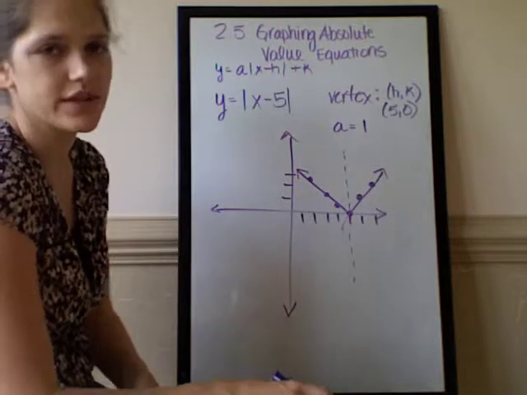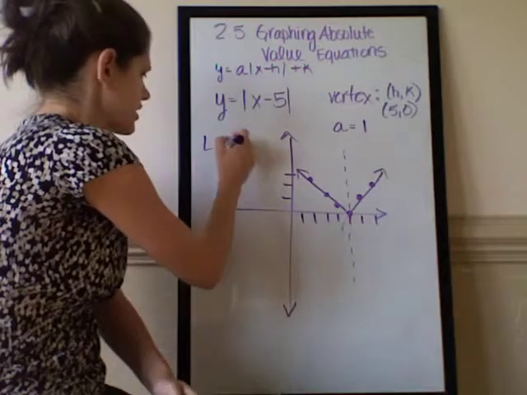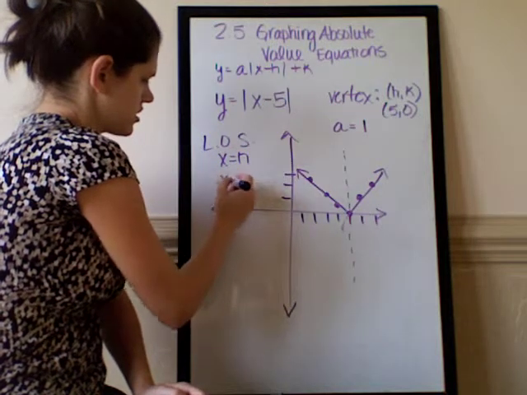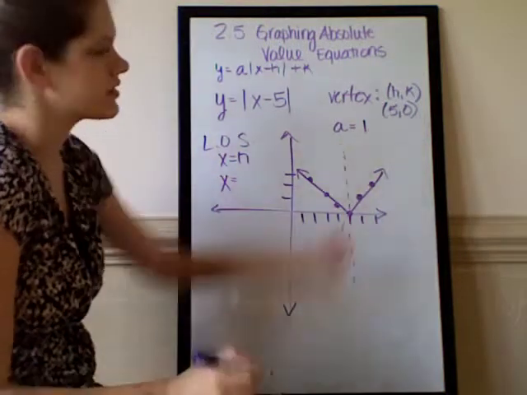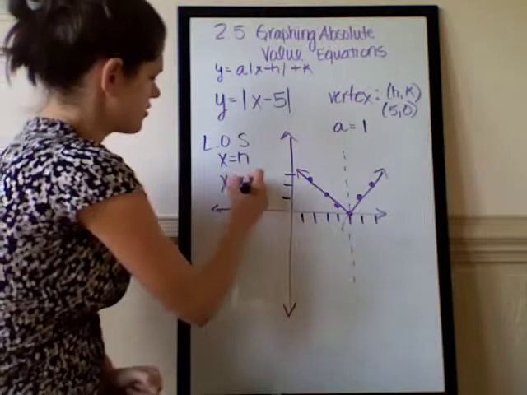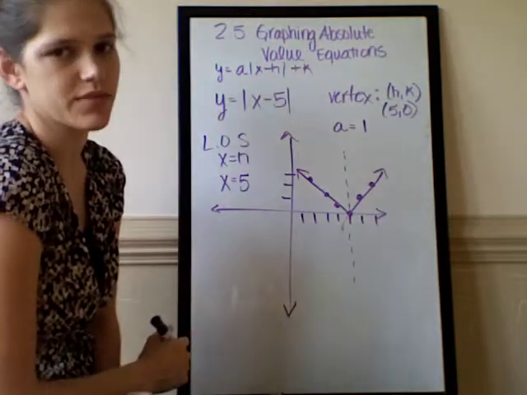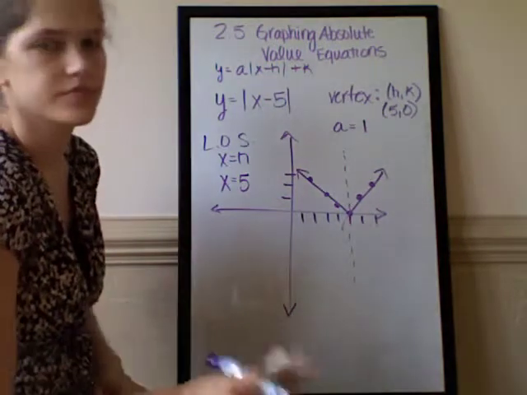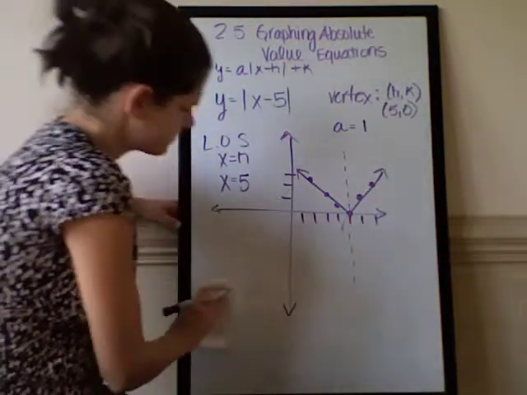Alright, let's identify that line of symmetry. The LOS, it says x equals h. H in this case is 5. You can also pick it out from here. So x equals 5 is my line of symmetry. Okay.